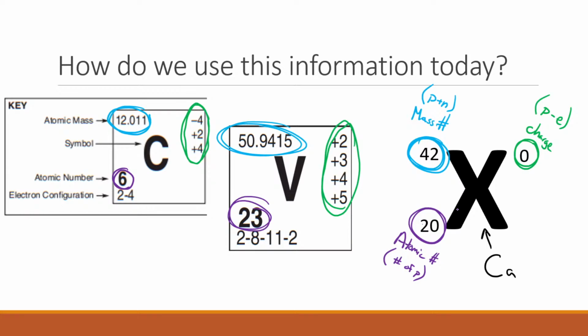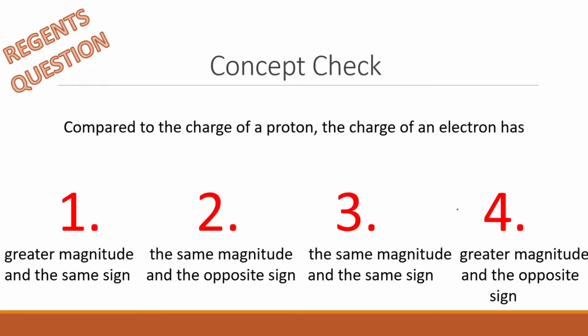And so we're going to take a look at a multiple choice practice problem and then some free response practice problems. We're going to jump in with this first. Compared to the charge of a proton, the charge of an electron has what? Our answer here is actually choice 2.